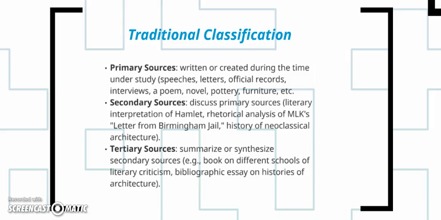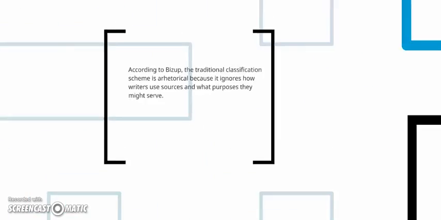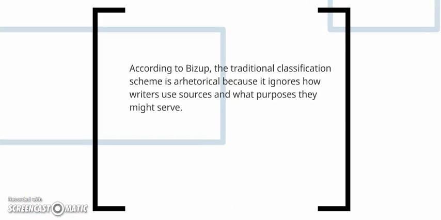A tertiary source summarizes or synthesizes secondary sources, and it might include something like a book on different schools of literary criticism or a bibliographic essay on histories of architecture. Now, according to Bizup, there's a problem with this classificatory scheme. He says that the traditional classification scheme is arhetorical because it ignores how writers use sources and what purposes they might serve. So what does that mean?